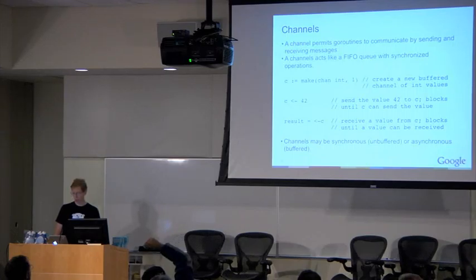A channel is created through a make construct. You tell it what type of channel it is. You tell it whether it's buffered or not. You can send to the channel and you can receive from the channel.